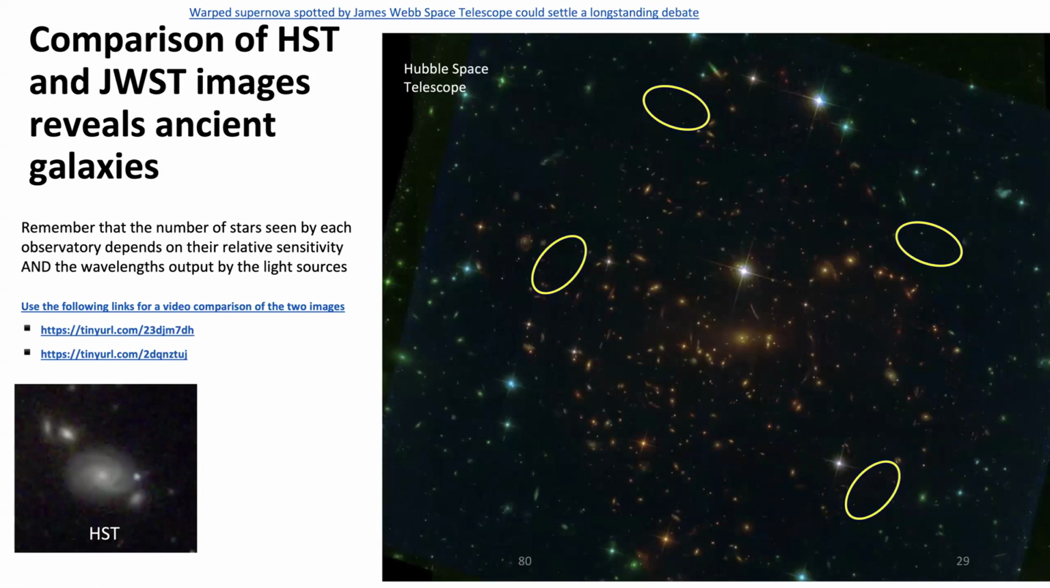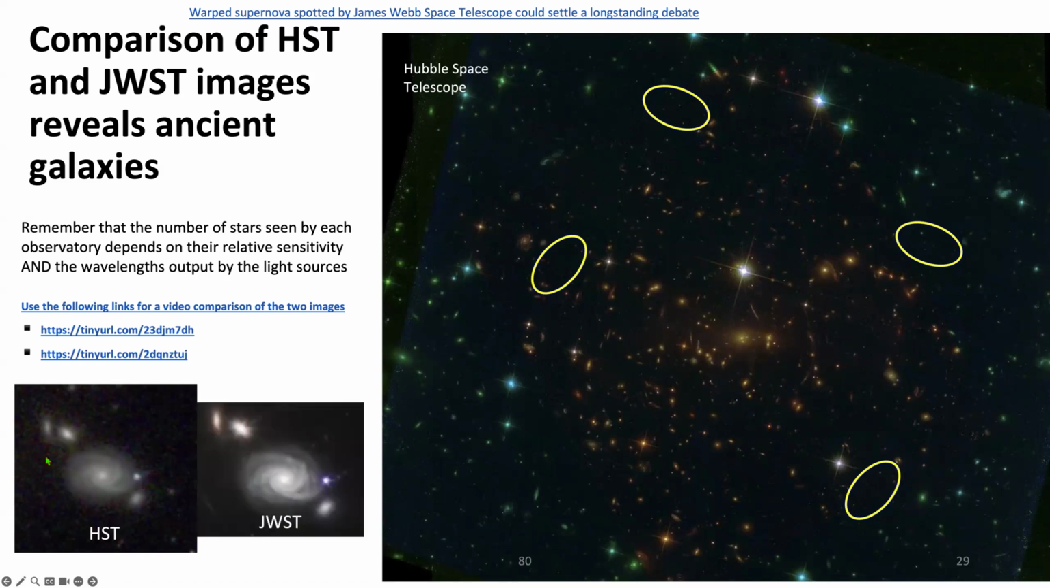Now, here's a great way to see the comparison between what Hubble sees using visible light. Notice this cross indicates this is a deep field image from Hubble. Now I'm going to overlay on this the James Webb image of the same spot on the sky. And you can see, before I do that, here's what Hubble sees looking at this particular galaxy. And Webb, using different wavelengths, sees this structure. So we see a lot more detail.